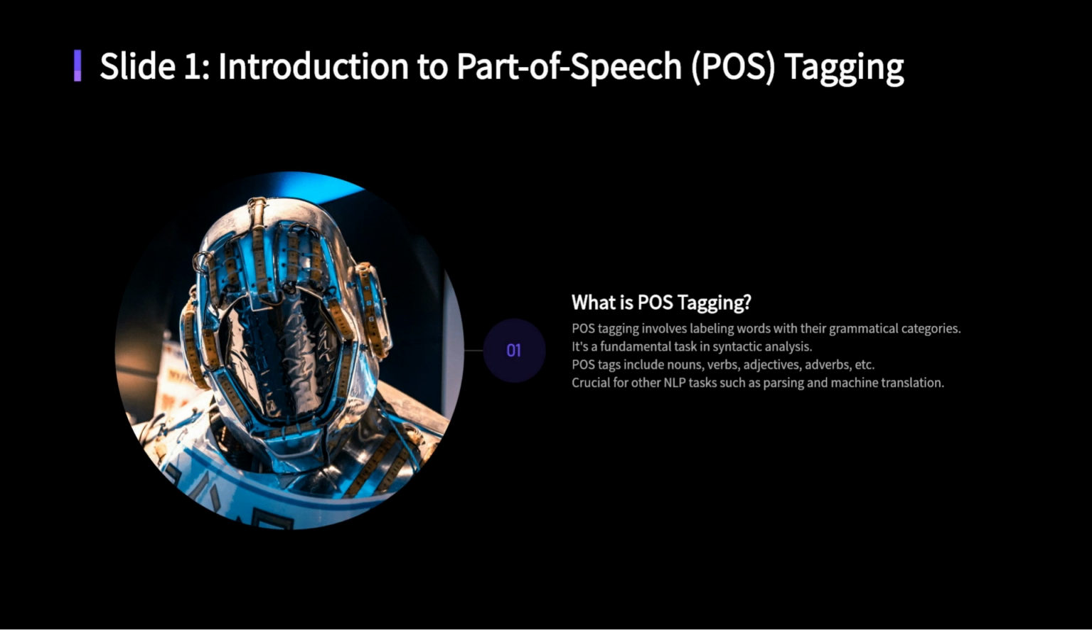For instance, in the sentence, "the cat sleeps," POS tagging would label "the" as a determiner, DT, cat as a noun, NN, and sleeps as a verb, VB. The goal of POS tagging is to identify the roles each word plays in the sentence to better understand its meaning and structure. It is used in a variety of applications, from machine translation to sentiment analysis and information extraction.